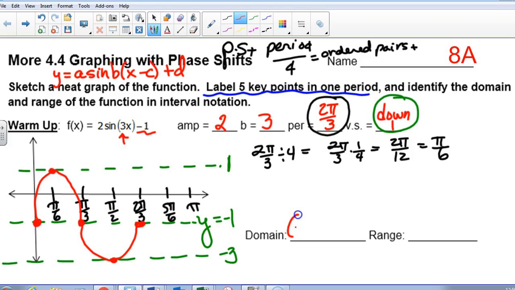All right, the domain, even though we only drew a little piece of this, it would continue, yes? I have a couple more ordered pairs here, or a couple more points on my graph. We could keep going, all right?